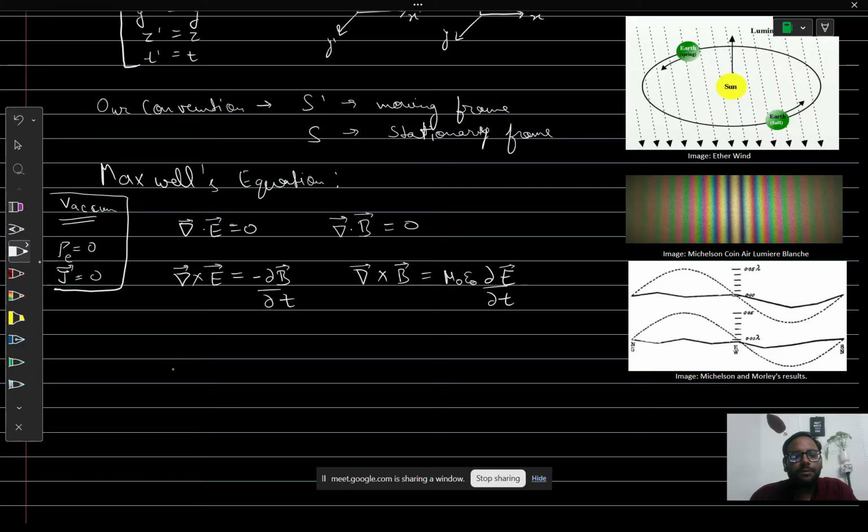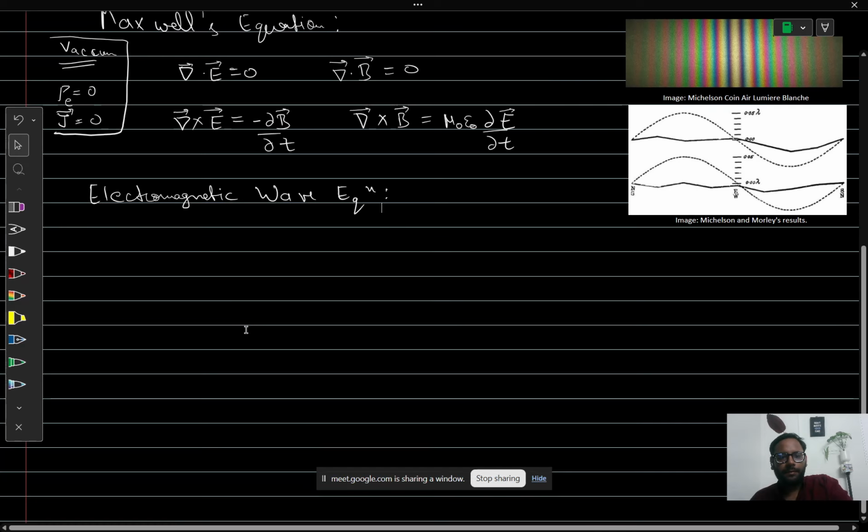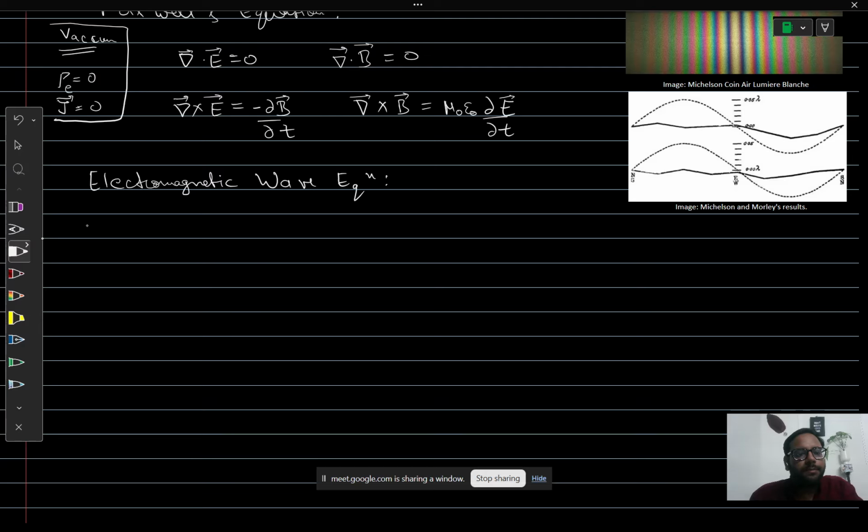And using these equations we found some equations that are electromagnetic wave equations. What were they? Does anyone remember? Suppose it's a simple wave equation. Suppose I am taking the 1D case, our usual one. Suppose I am taking it for the electric field.